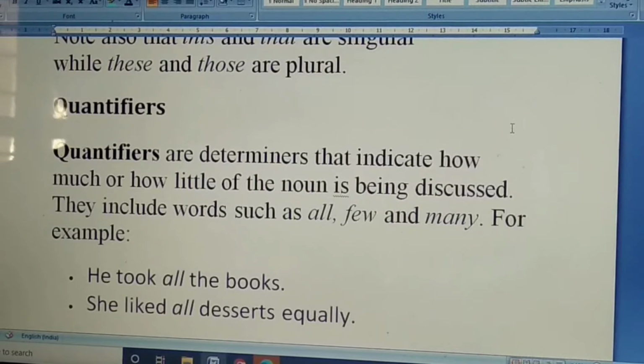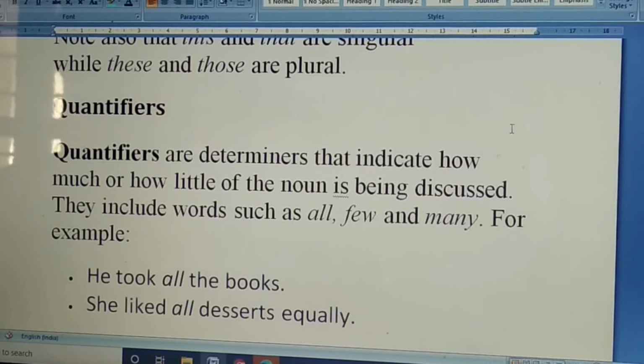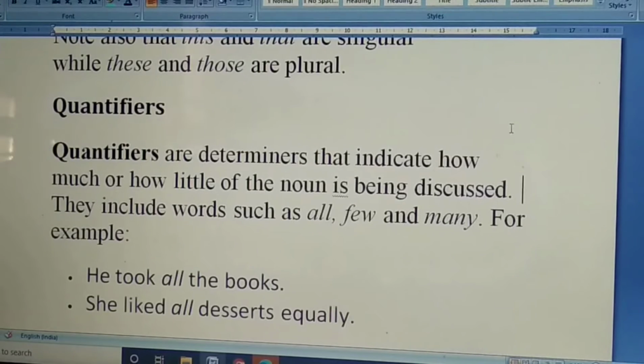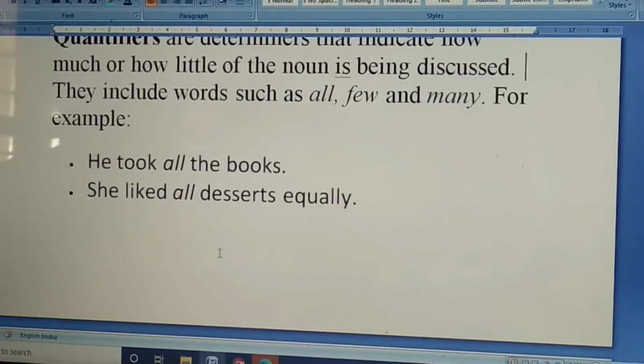So, quantifiers are determiners that indicate how much. That means quantity. We are talking about quantity, or how little the noun is being discussed. Quantifiers talk about quantity in simple words. They include words such as all, few and many. For example, he took all the books.